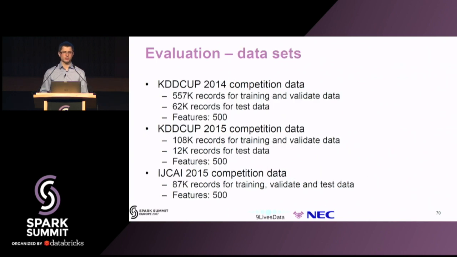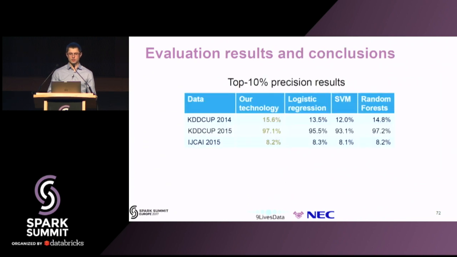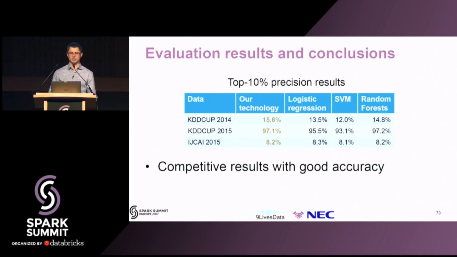And we did this evaluation on competition data, KDD Cup 2014, 2015, and IJCAI 2015. And we used for that an NEC server DX2000 with almost 300 cores and 2 terabytes of RAM. And these are the results. So they are competitive with some other tools. Actually, they are better than logistic regression or SVM and competitive with random forests.